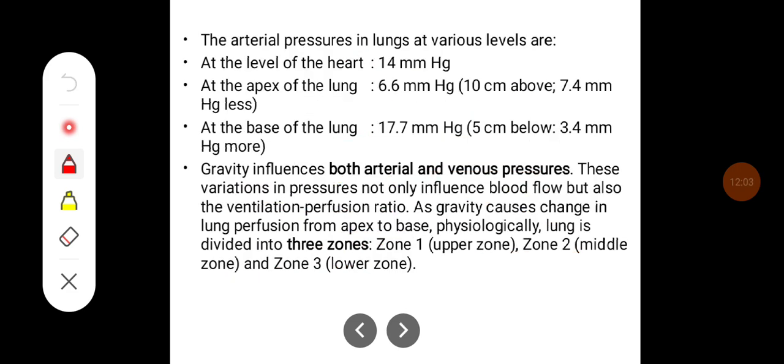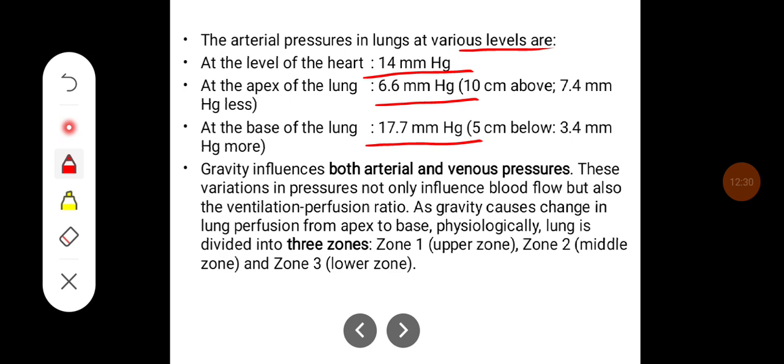The arterial pressure in the lung at various levels are: at the level of heart it is 14 mm of Hg, at the apex of the lung it is 6.6 mm of Hg, that is it is 10 centimeter above, and 7.4 mm Hg less. At the base of the lung it is 17.7 mm of Hg, that is it is 5 centimeter below the heart and 3.4 mm Hg more.